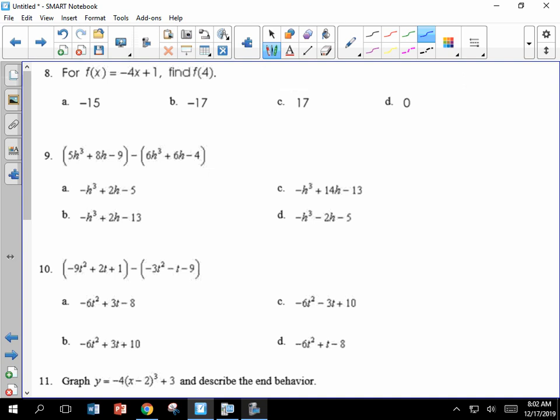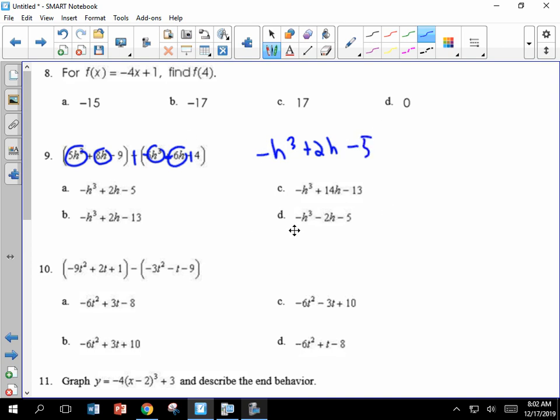9 and 10. All you're doing is combining like terms, but since it's a minus sign, change it to a plus, and every sign after it changes. So if it's positive, it becomes negative. If it's negative, it becomes positive. So 5h cubed and negative 6h cubed gives me negative h cubed. 8h and negative 6h gives me positive 2h. And negative 9 and plus 4 give me minus 5.